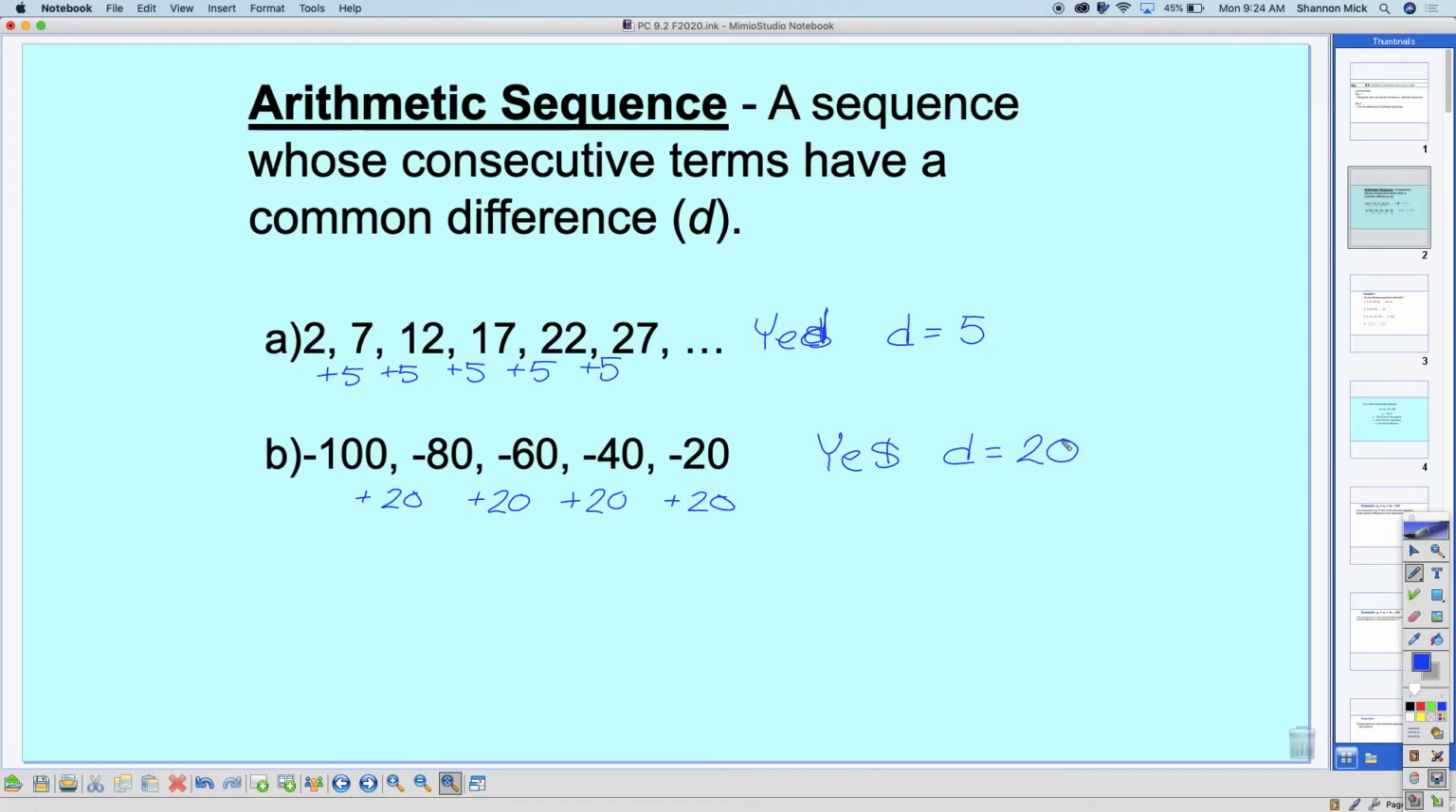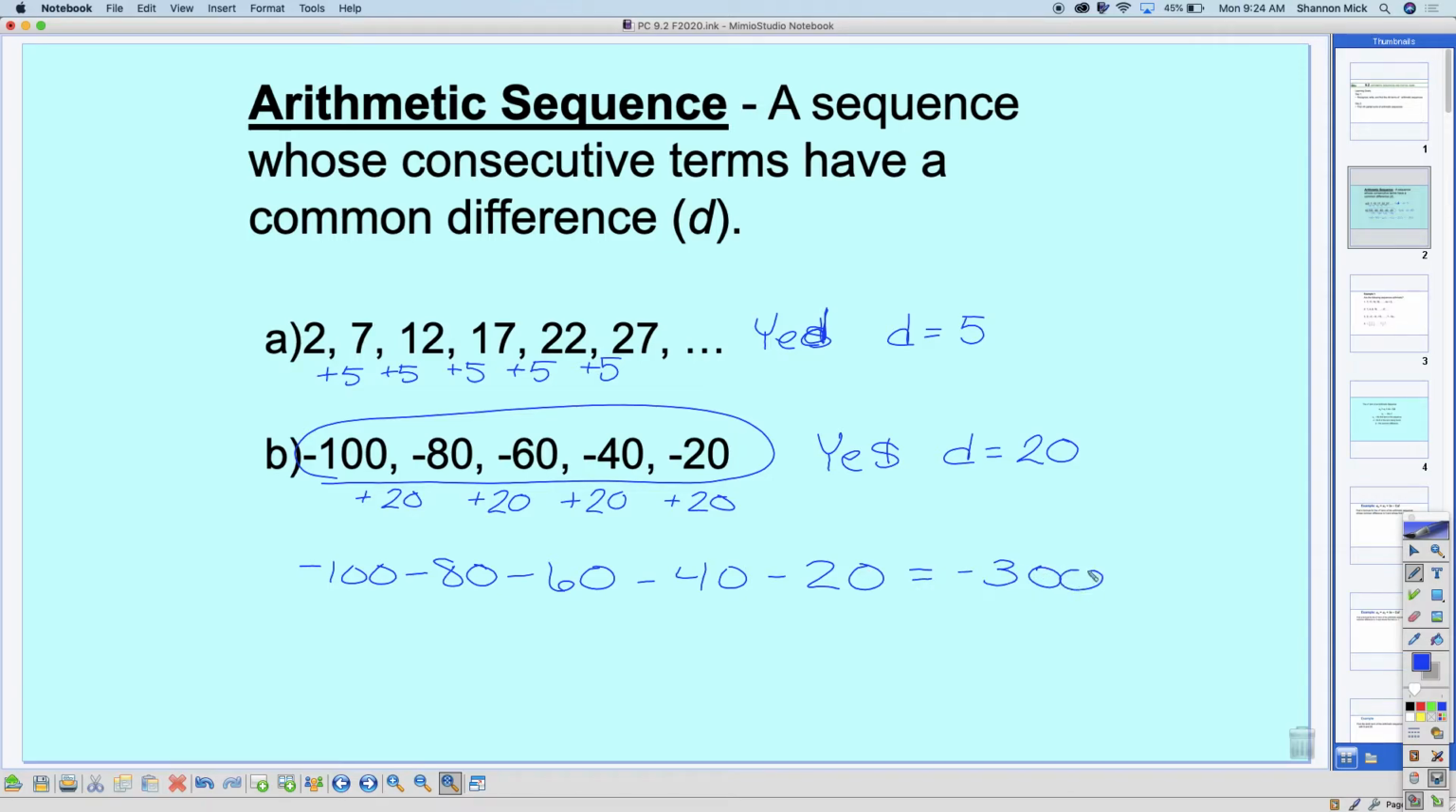Can I find the sum of this? It would be negative 100, minus 80, minus 60, minus 40, minus 20, wouldn't it? Why would they be minuses instead of plus? Because they're all negative. So we get 120, 240, 300, negative 300. So I can find the sum of this one.